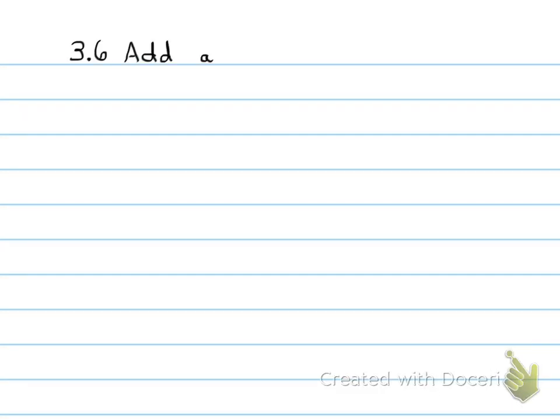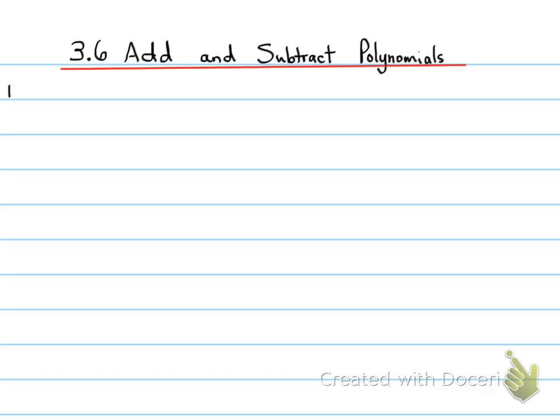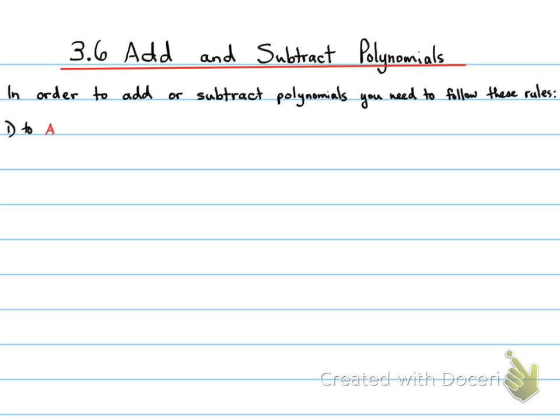Here we go, 3.6, add and subtract polynomials. What we're looking at is adding and subtracting polynomials. In order to add or subtract polynomials, you need to follow the following rules. To add, remove the brackets. To subtract, you add its opposite.